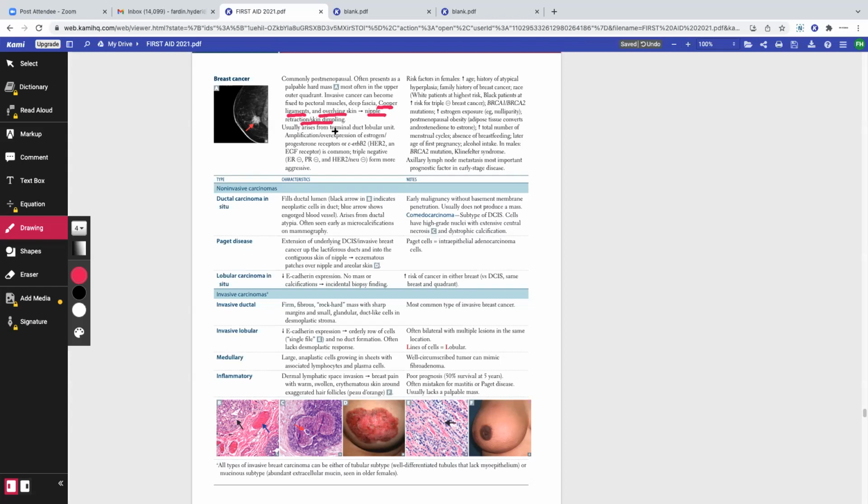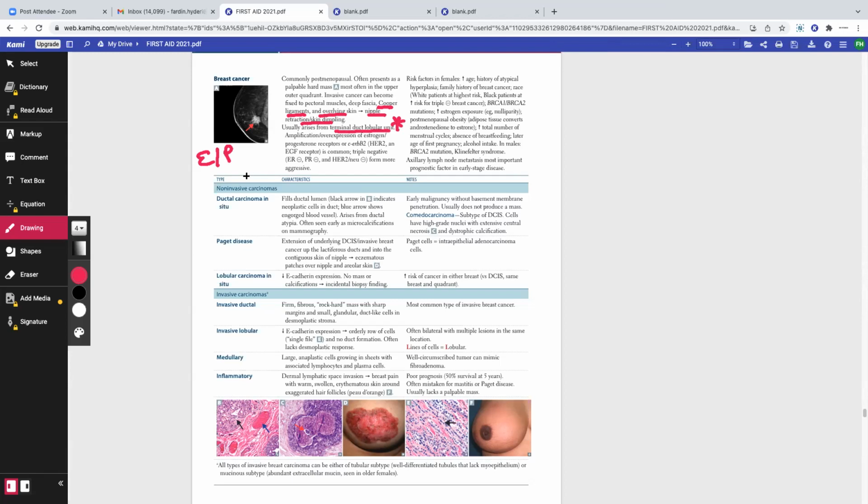Okay. It usually arises from the terminal duct lobular unit, very high yield. And why do we get this? Because there are females who are at risk of being a victim of a mutation, right? What is the mutation? The mutation is in a receptor, the estrogen progesterone receptor, right?